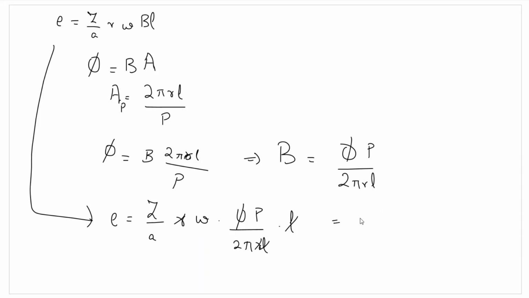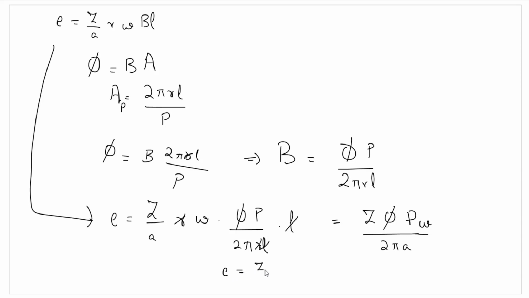So this is Z pi P divided by 2 pi A omega. So E induced is Z pi P omega divided by 2 pi A. So this is the equation of induced voltage in case of a DC generator.